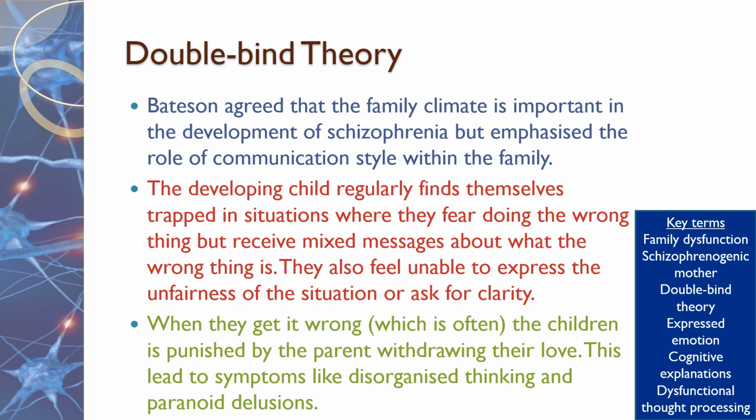Double-bind theory. Bateson agreed that the family climate is important in the development of schizophrenia, but emphasized the role of communication style within the family. The developing child regularly finds themselves trapped in situations where they fear doing the wrong thing. They receive mixed messages about what the wrong thing is. They also feel unable to express the unfairness of a situation, or ask for clarity. When they do get it wrong, which is often, the children are punished by the parent by withdrawing their love. This leads to symptoms like disorganized thinking and paranoid delusions. So essentially, the communication in the interpersonal relationships is just not clear from the parent about what the right thing is to do. They keep trying to do the right thing.